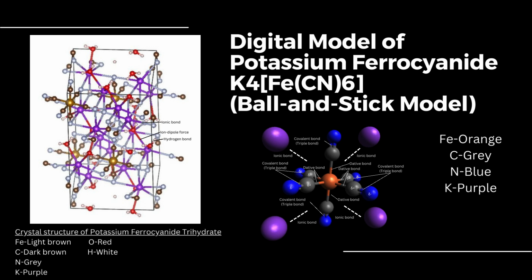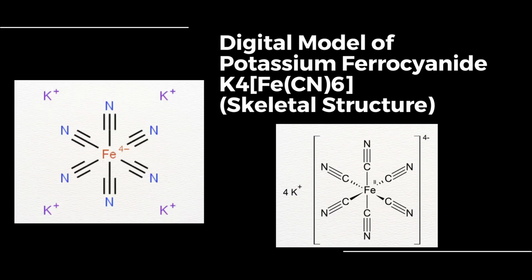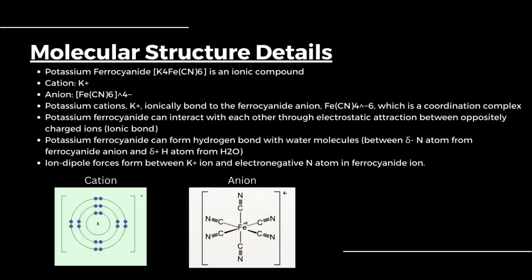The crystal structure of potassium ferrocyanide trihydrate is provided beside. As you can see, bonds such as the ionic bond, ion-dipole force, and the hydrogen bond link together in the crystal form. And this is the space filling model for potassium ferrocyanide, and this is the skeletal structure for potassium ferrocyanide.